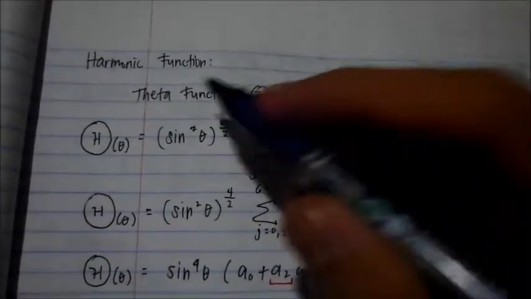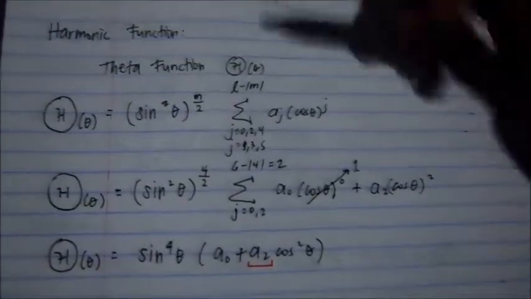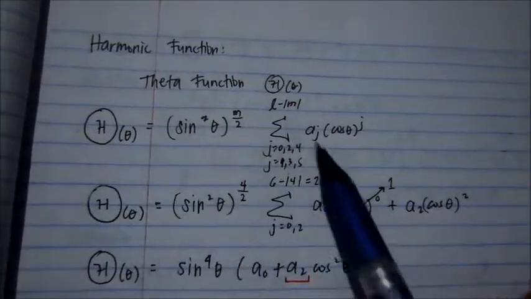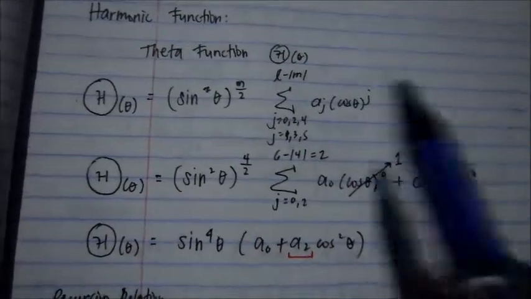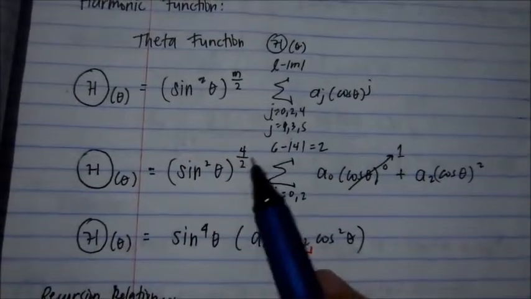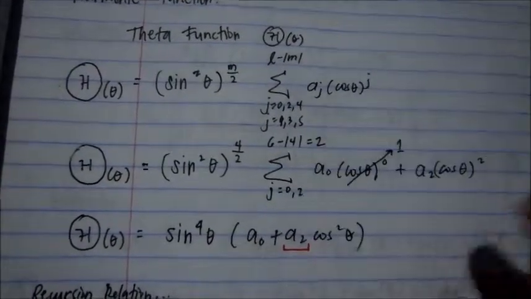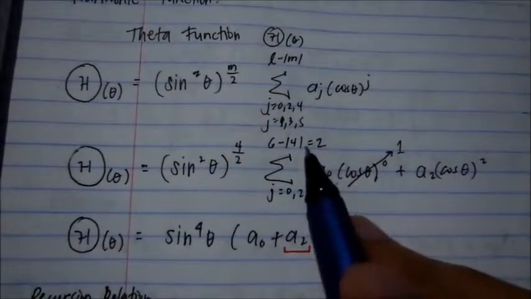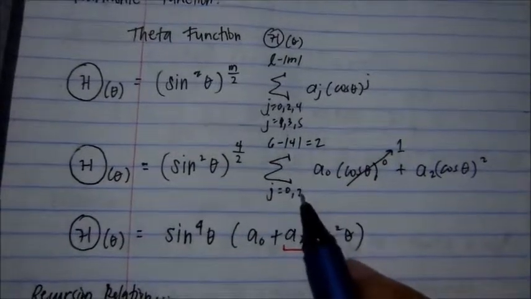Okay, now let's go to our harmonic function, specifically our theta function. This is the formula for our theta function. So all we have to do is substitute the quantum numbers that we are assigned. This will lead to sine squared theta, the summation of 6 minus 4, absolute value of plus or minus 4, is equal to 2. So our j will be bounded from 0 to 2.